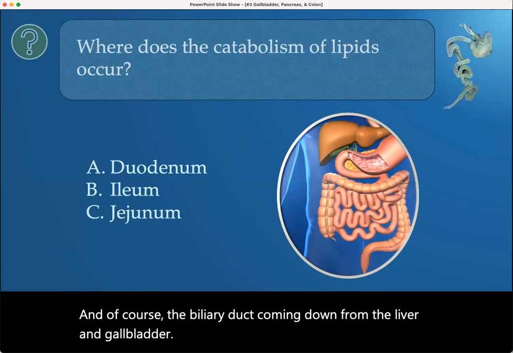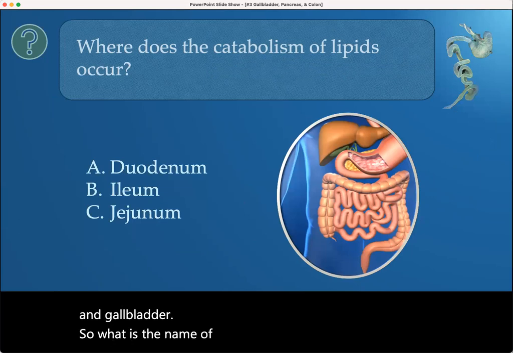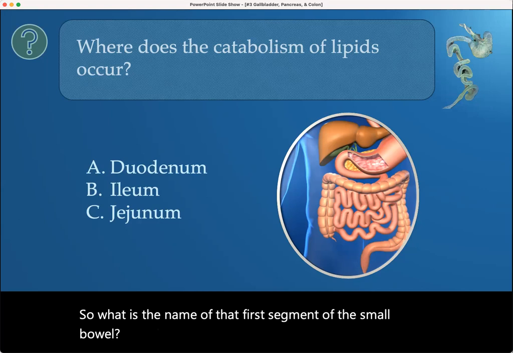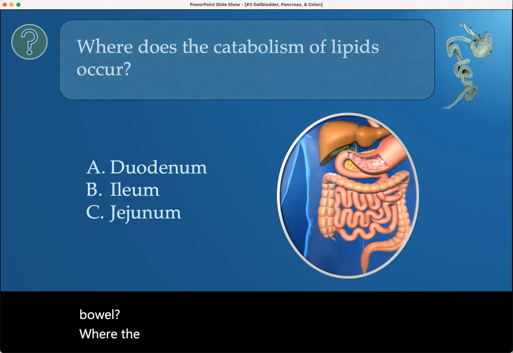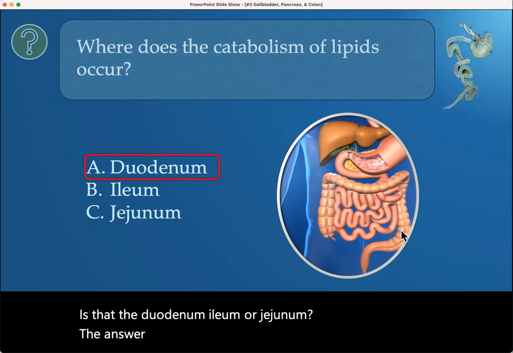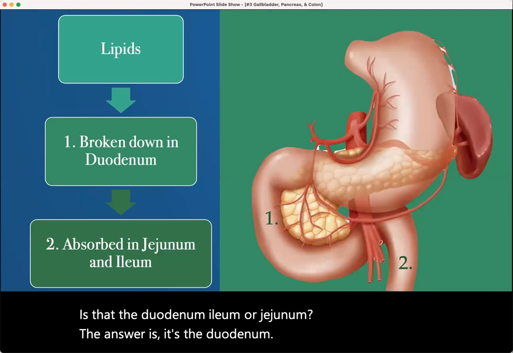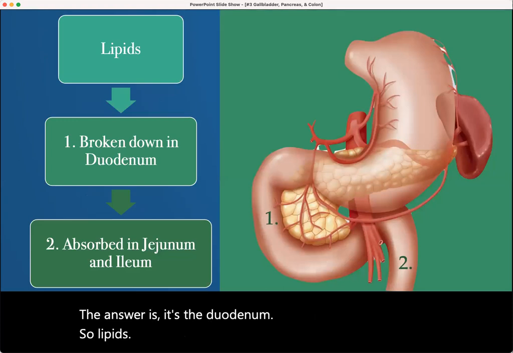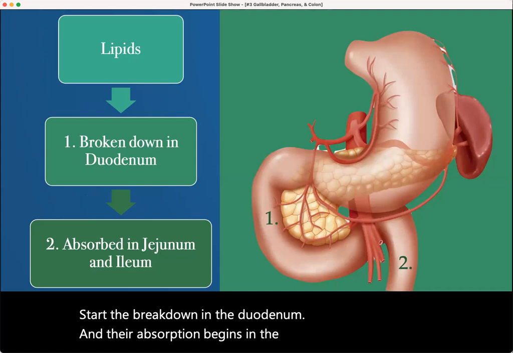So what is the name of that first segment of the small bowel, where the catabolism of lipids begins? Is that the duodenum, ileum, or jejunum? The answer is it's the duodenum. So lipids start their breakdown in the duodenum, and their absorption begins in the jejunum and ileum.